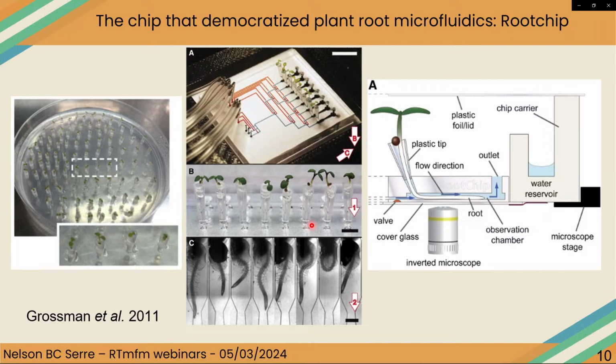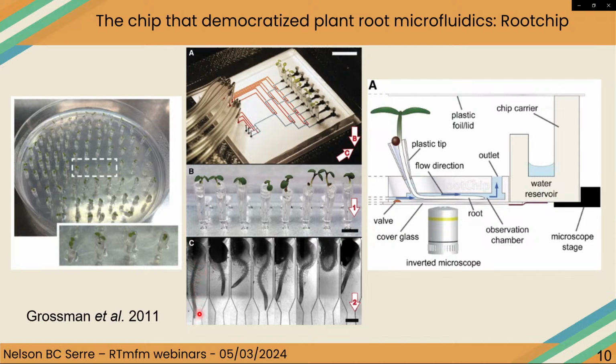And then in 2011, so just a year after, the chip that really democratized plant root microfluidics is called the root chip, developed by Guido Grossmann, where they grow the plants in cut pipette tips filled with agar. So they put the seeds there, it starts to germinate, and grows in there. And when it reaches the end of the tip, they put it in these microfluidic chips, which are made with a kind of silicone rubber, a transparent polymer, which is called PDMS.